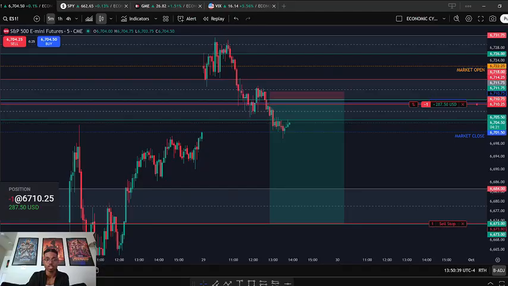I think I might decide to just take this for the day and then just keep it moving. That's why you see me always fluctuating back between this level, because market close is not breaking at all.